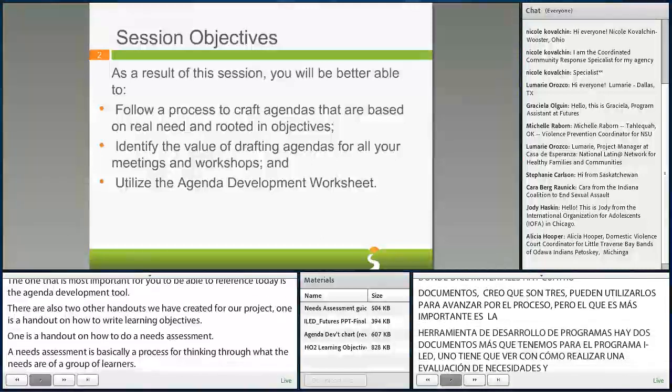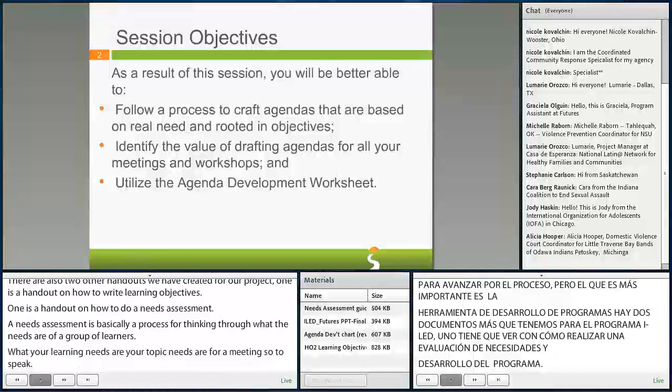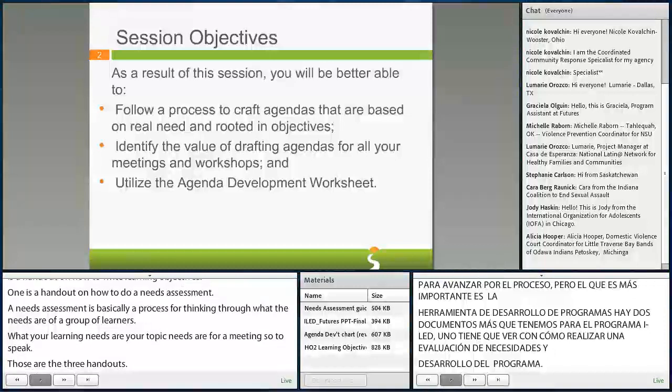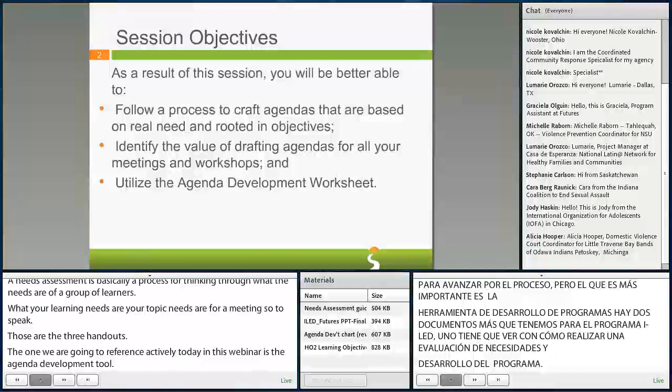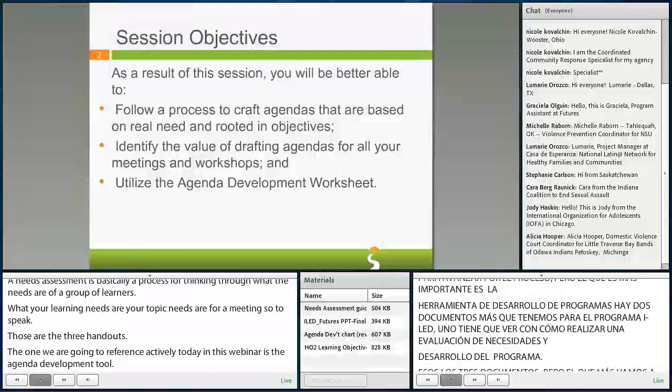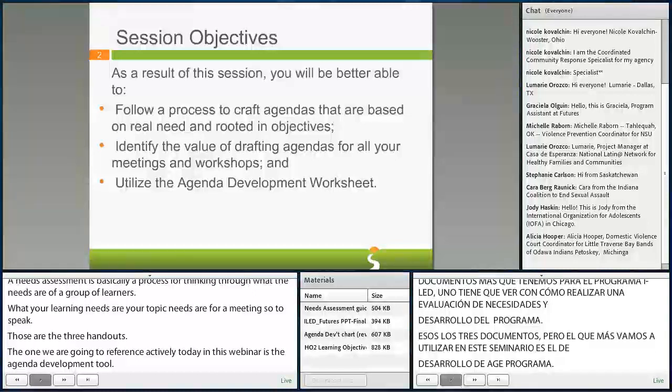So those are the 3 handouts, but the one that we're going to reference actively today in this webinar is the agenda development tool. I will also have screenshots of that on the slide deck here, so if you can't for some reason open the agenda development worksheet tool while we're on the phone, then you can always look at it later and reference the picture that we have on the slides.